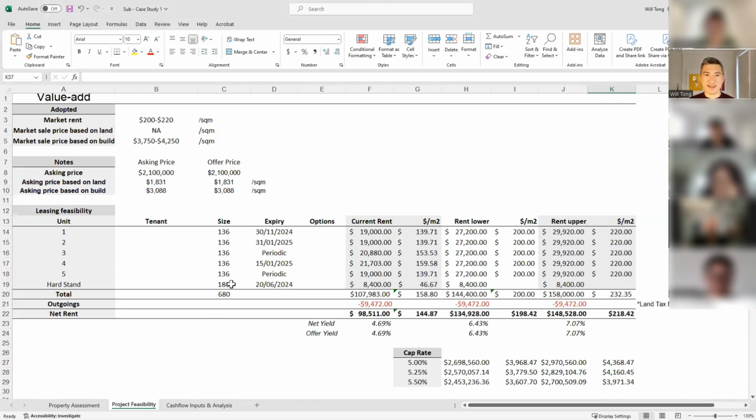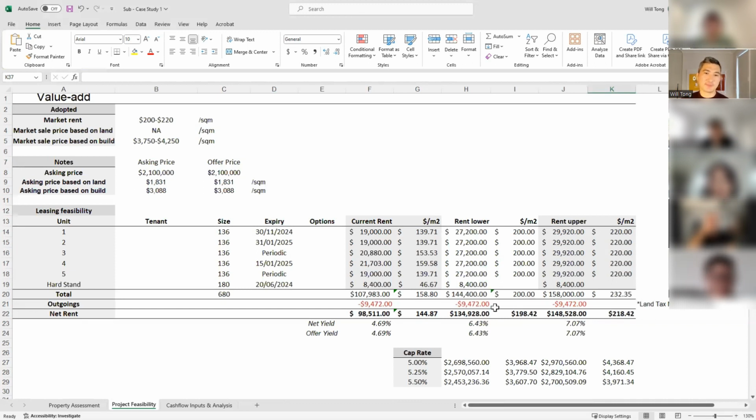And here's the breakdown of the sizes. All the units, 1 to 5, are exactly the same, 136 square meters. The hard sand is a little bit bigger, 180 square meters. Most of these are on short-term leases as well, as you can see from here. Current rent, they're all paying under market rent. The thing is, the owner was the owner manager again, and he just wasn't really paying attention to market rent. He just did deals which he felt was right for him, but it wasn't really a reflection of market rent. But that's by and by.